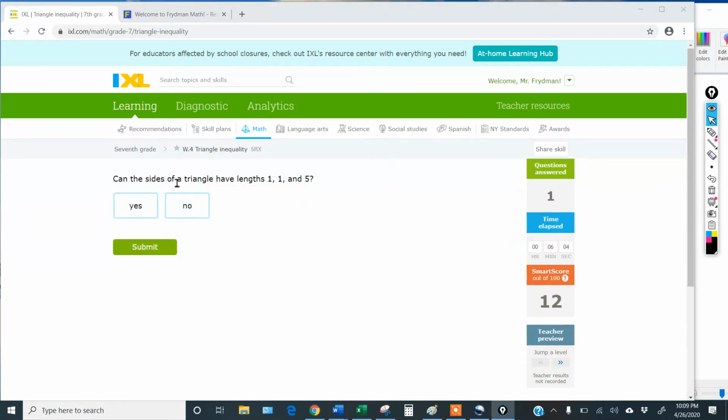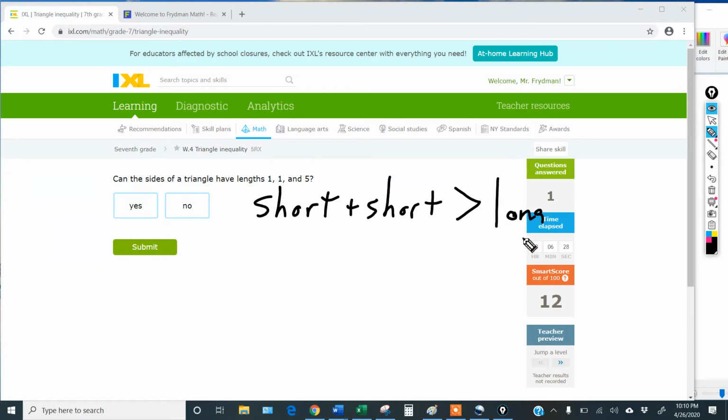Okay. Can the sides of a triangle have lengths 1, 1, and 5? So again, we're going to take the two short sides and add them together. And we want that to be greater than the longest side. So the two shorter sides here are 1 and 1. So we'll add those together. And hopefully that is greater than the longest side, which is 5.